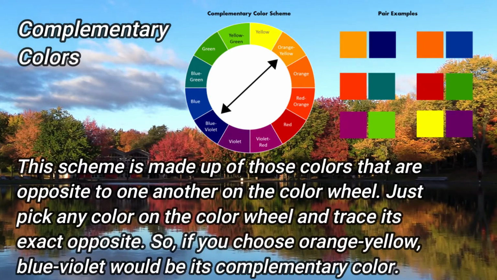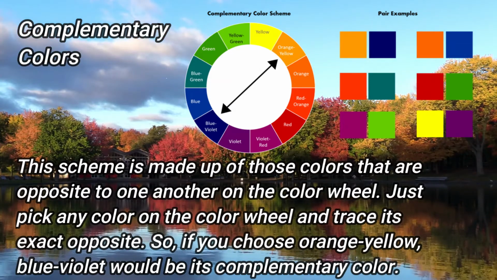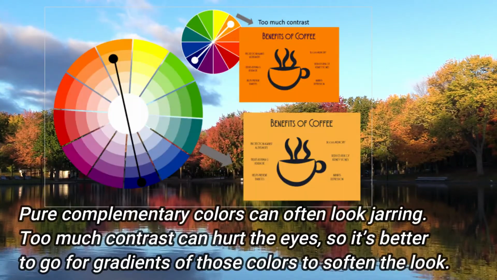This scheme is made up of those colors that are opposite to one another on the color wheel. Just pick any color on the color wheel and trace its exact opposite. So if you choose orange-yellow, blue-violet would be its complementary color. Pure complementary colors can often look jarring.